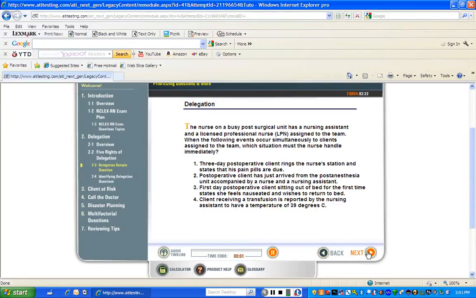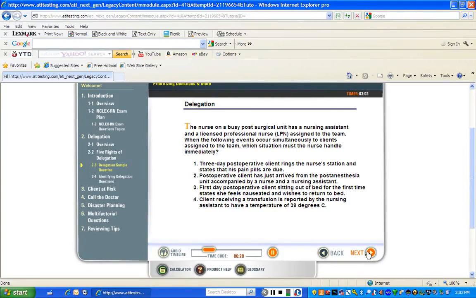Okay, here's another sample question. In this drill, I would like you to practice eliminating distractors using the delegation principles. Let's start by separating the case scenario from the stem of the question. The case scenario tells us that the nurse on a busy post-surgical unit has a nursing assistant and a licensed professional nurse assigned to the team. The stem of the question asks, when the following events occur simultaneously to clients assigned to the team, which situation must the nurse handle immediately?